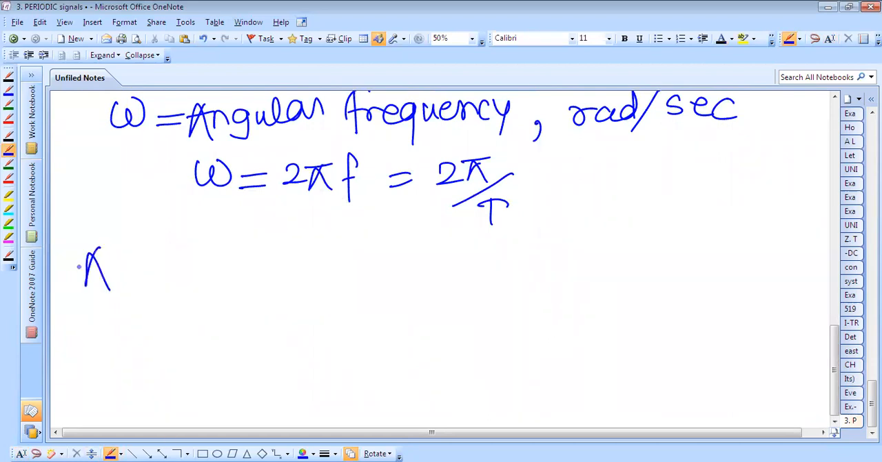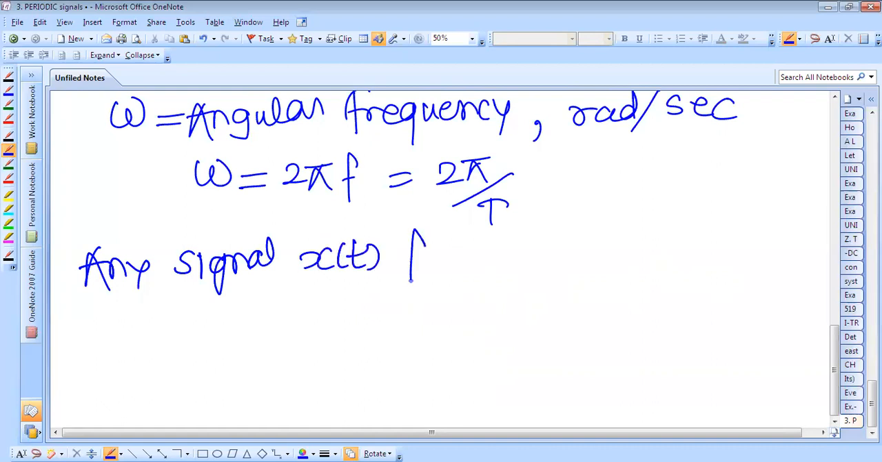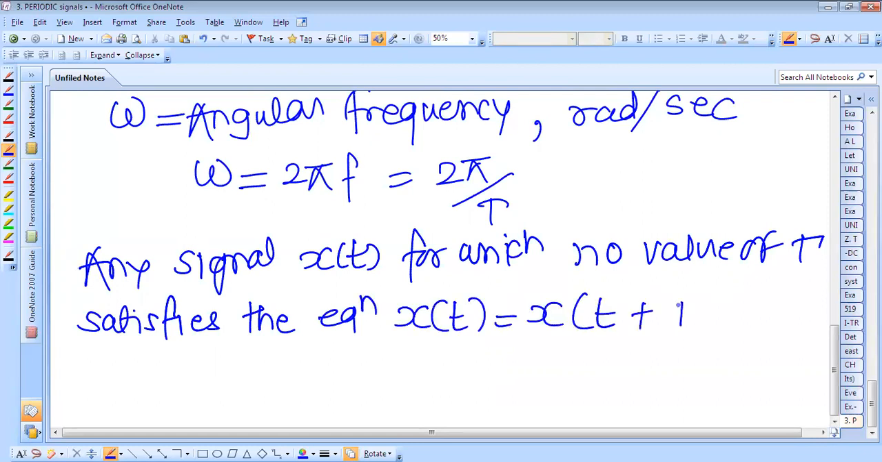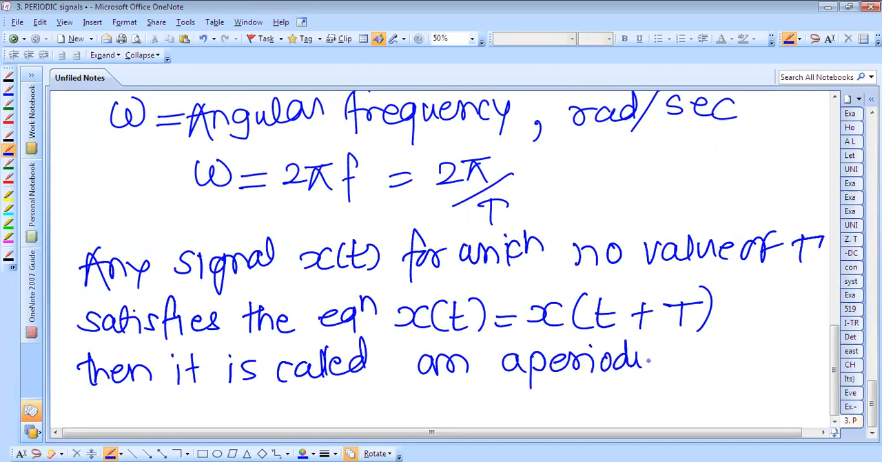And any signal x of t for which no value of T satisfies the equation x of t is equal to x of t plus T, then it is called a non-periodic signal.